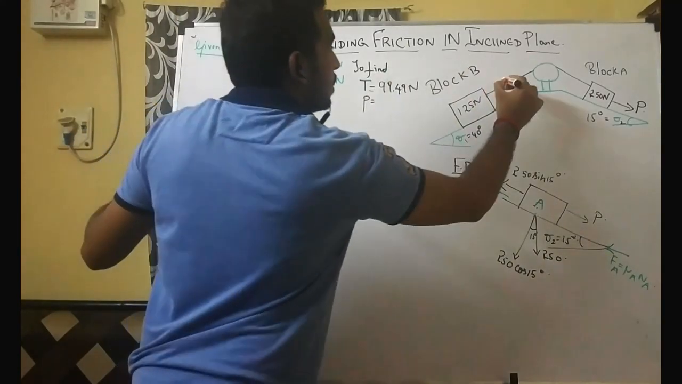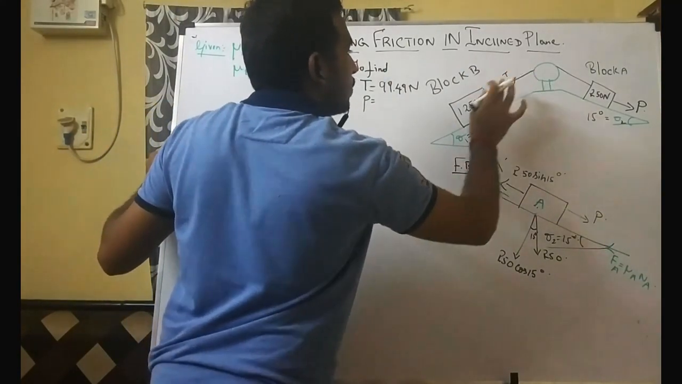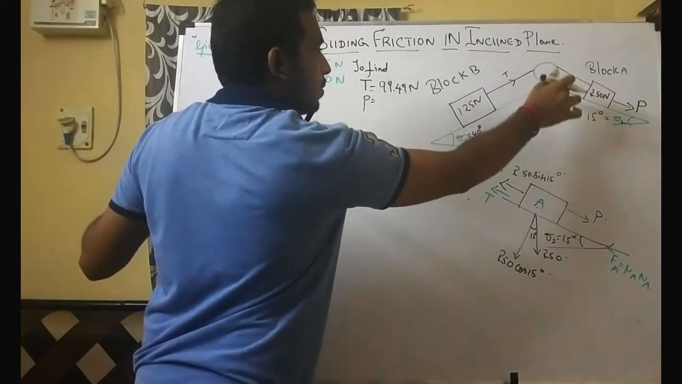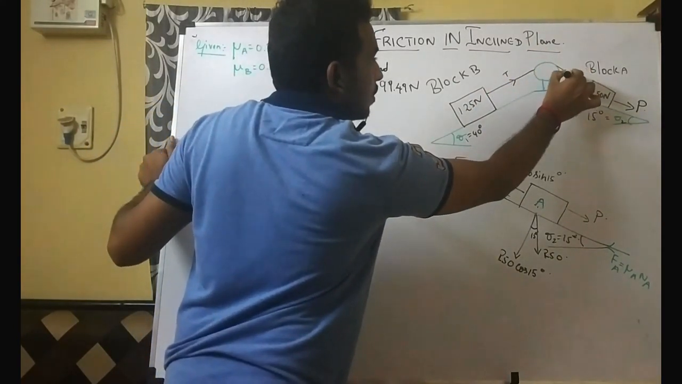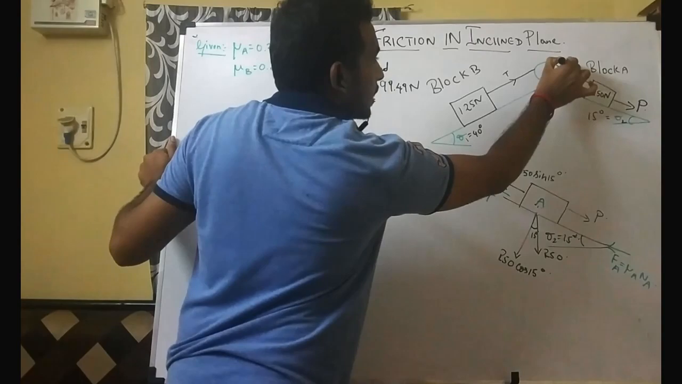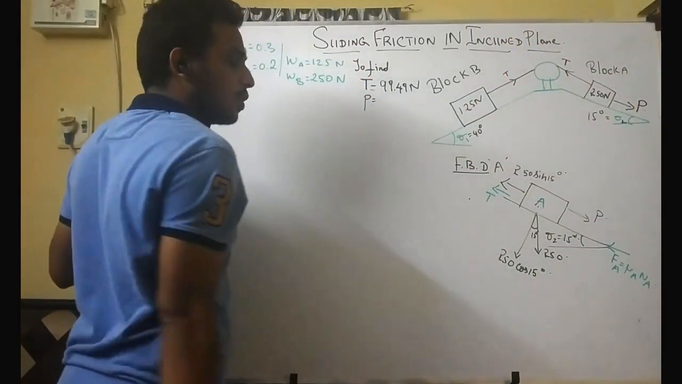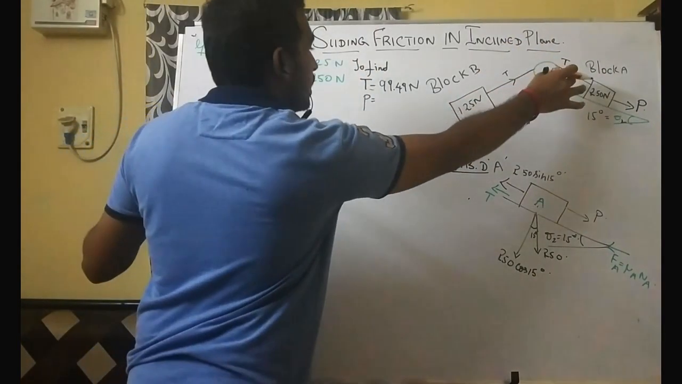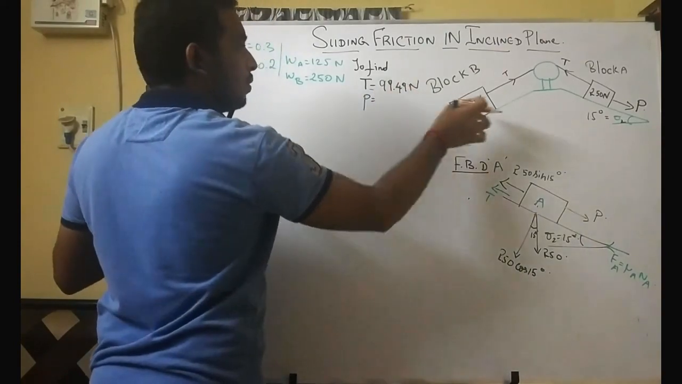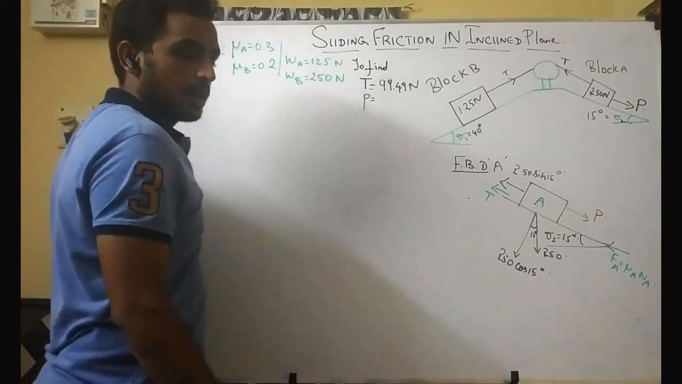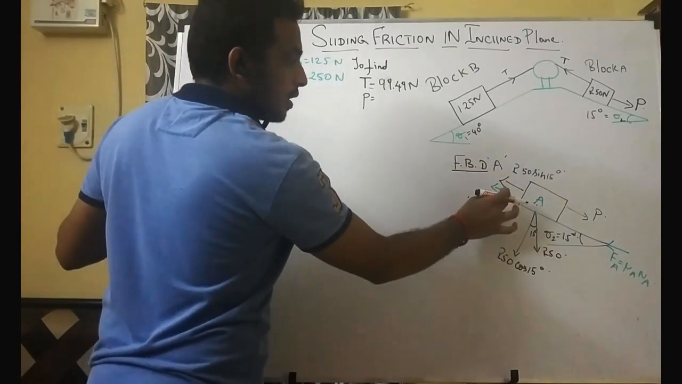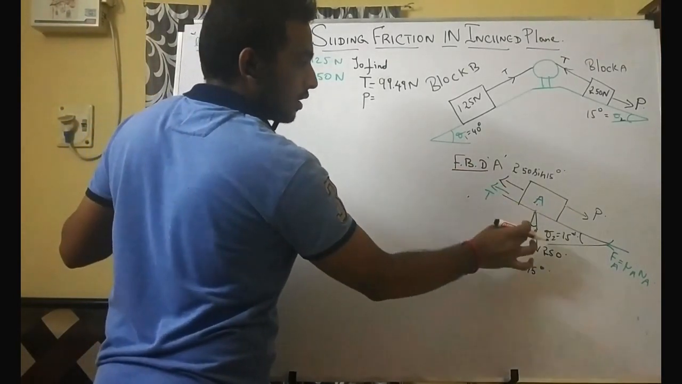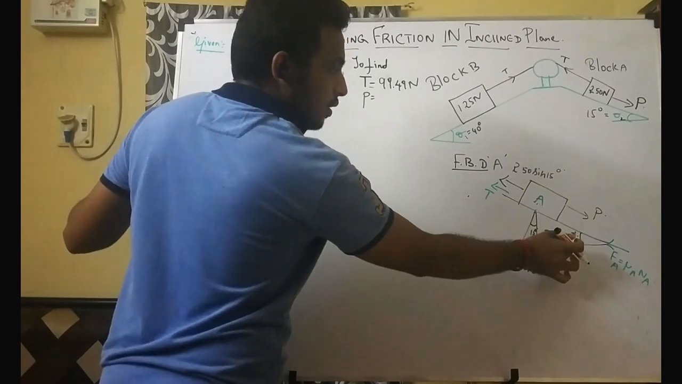With respect to the tension of the cable pulled from block B towards this pulley, and considering this point, the tension will act in this direction, where the magnitude of both tension values will be equal to 99.49, since the pulley is frictionless. In the free body diagram, I have drawn the tension acting in this direction, and theta is equal to 15 degrees.